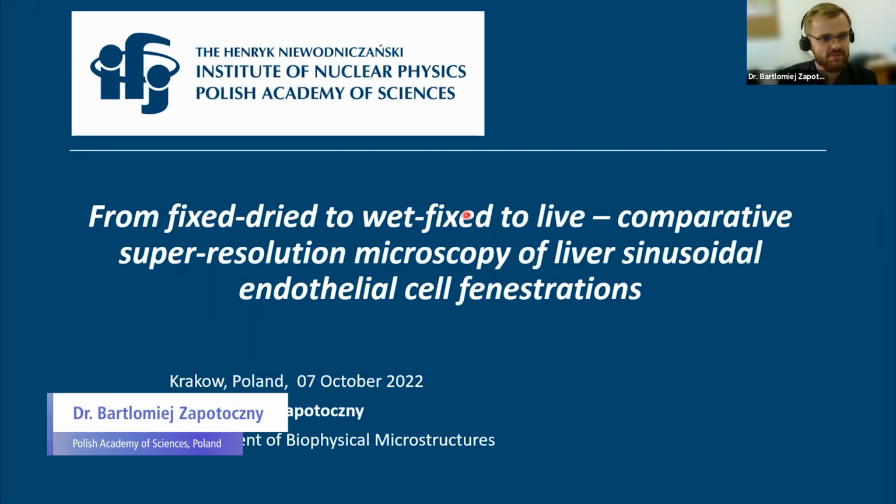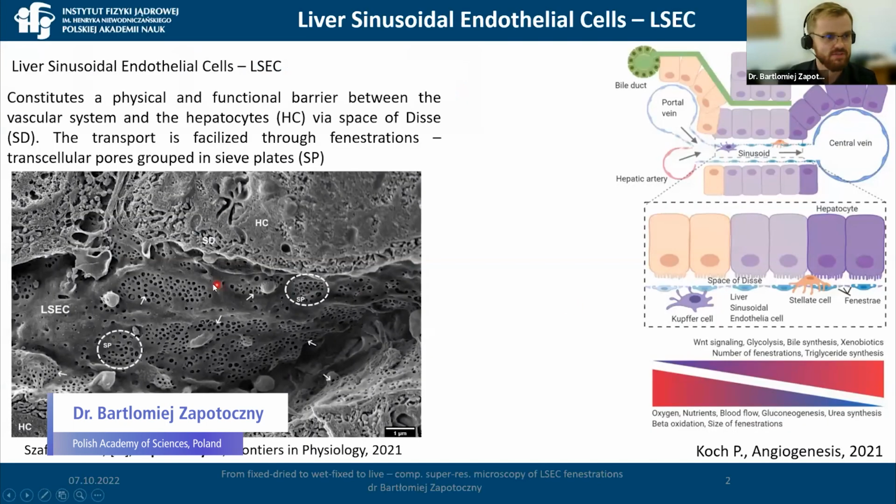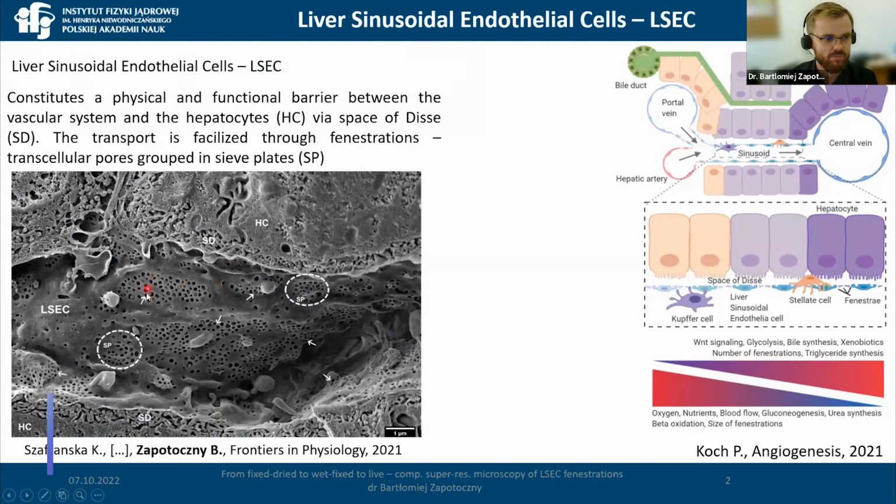In this short talk, I would briefly show you the advantages of AFM in the imaging of those fenestrations. So what are those fenestrations? These are transcellular pores, which are in the nanoscopic range in size, from 50 to 350 nanometers, that are gathered in sieve plates. So in these areas that are full of these pores. So this is, of course, an electron micrograph, but it shows exactly what it looks like in vivo.